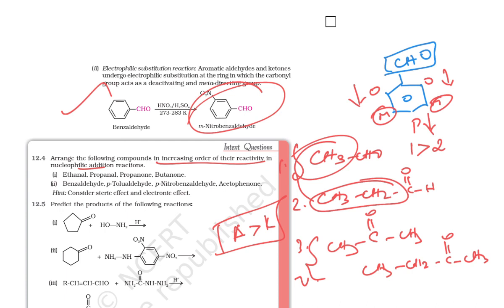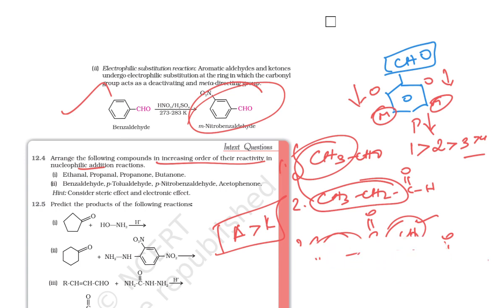So here also, on both sides there is a bulky group. Your third molecule is more reactive compared to your fourth molecule, because if you compare CH3 and CH3CH2, the ethyl group is bulkier compared to the methyl group. That is the reason why your third molecule is more reactive compared to your fourth molecule.